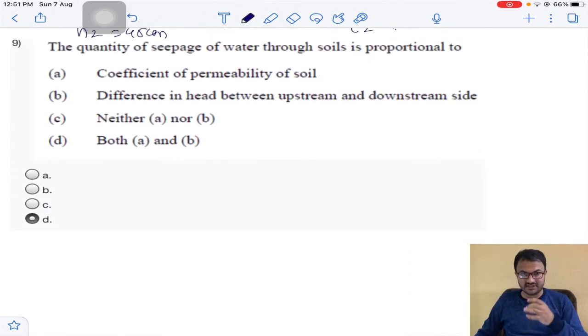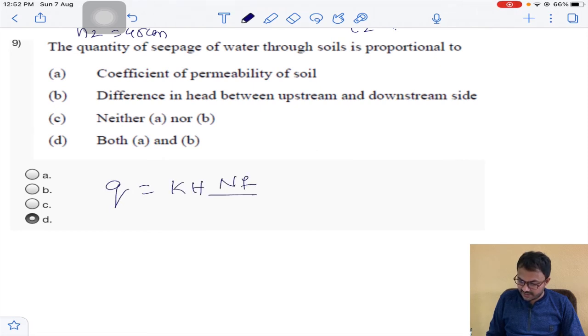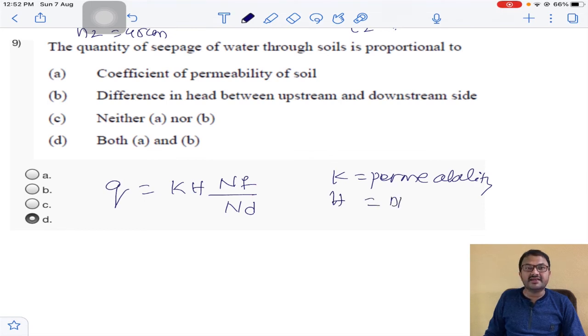Application type problem, this one, clear? And yeah, theoretical question. The quantity of seepage of water through soil is proportional to. So the seepage discharge, we have a formula. Q is equal to KH NF by ND, where K is equal to permeability and H is equal to head causing the flow. Head causing the flow, that is the difference between upstream and downstream.